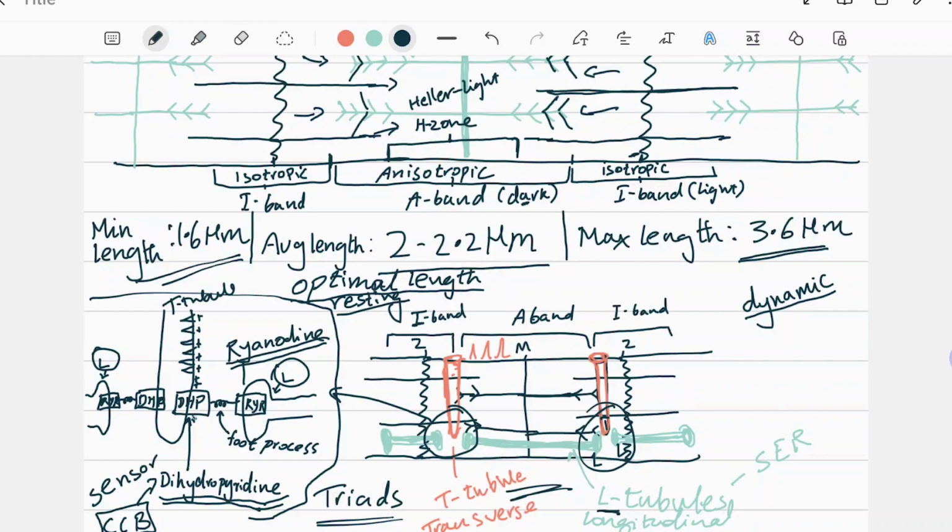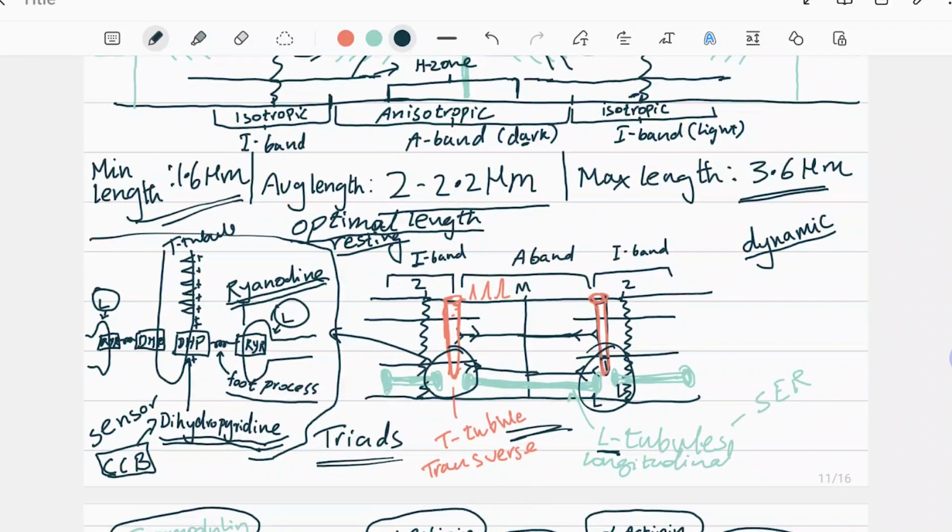And what happens is the dihydropyridine receptor is attached to ryanodine with something called the foot process in your skeletal muscle. In your skeletal muscle, not in your cardiac muscle. Cardiac muscle is different, okay? Cardiac muscle has dyads, they are different. I'll talk to you about that later. The point is, this dihydropyridine has a connection with the ryanodine receptor.